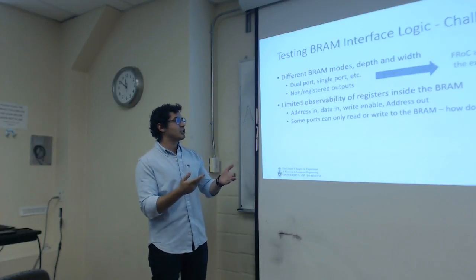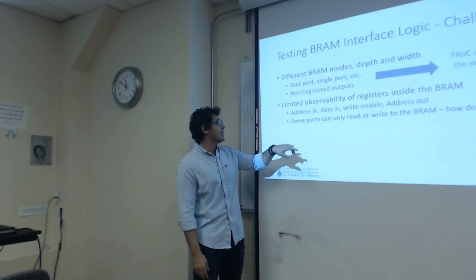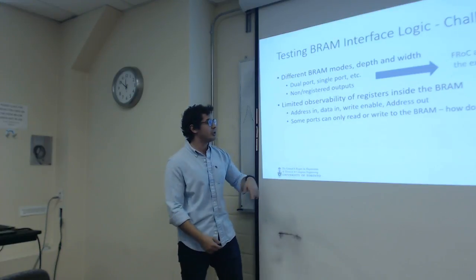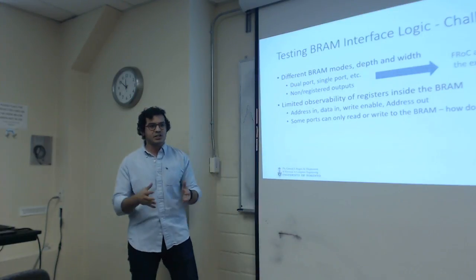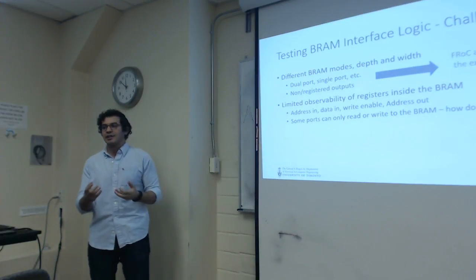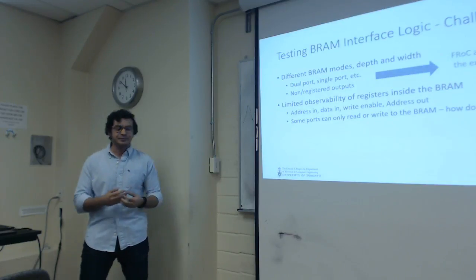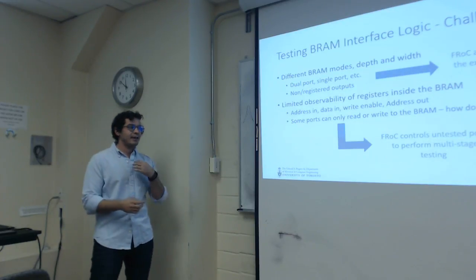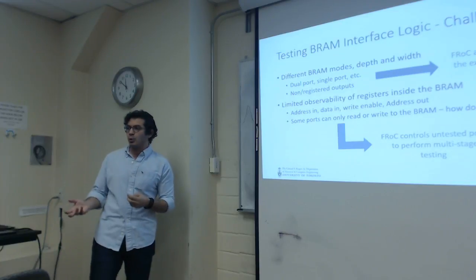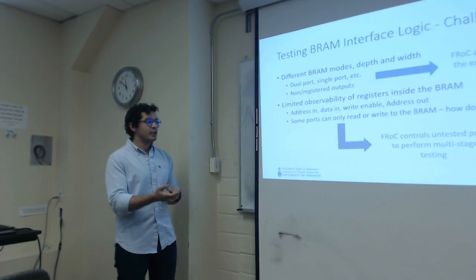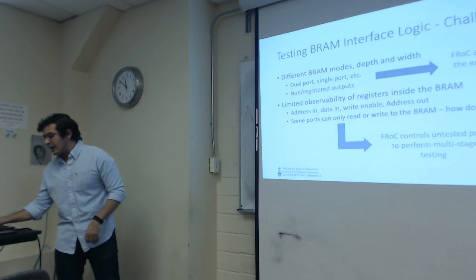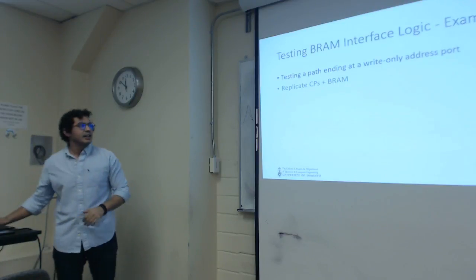And each register could have different functionality, right? So you could have an address in of a write-only port, or you can have a write-enabled port. Each register has a completely different functionality and a different way to access it. So how do we handle that? FROC checks what type of port this path is using, and then it performs a multi-stage testing.